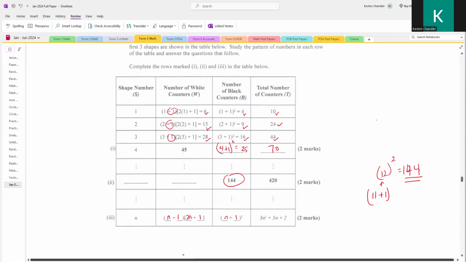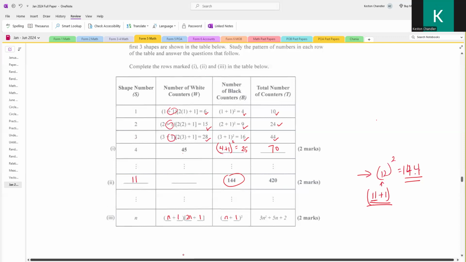Tell me if you agree with that. 11 plus 1, 12 squared to give 144. Everybody agree with that? Right. So it means that this is my n. This is the shape number 11.